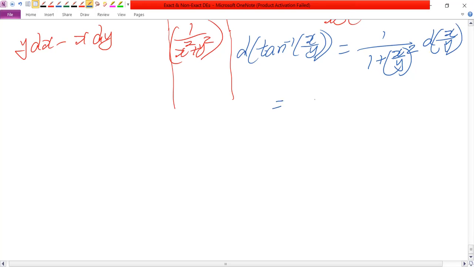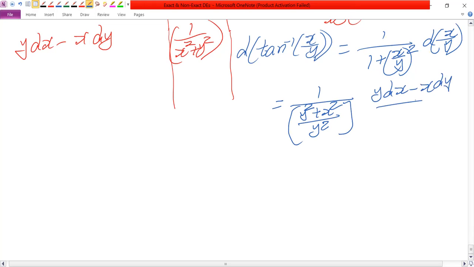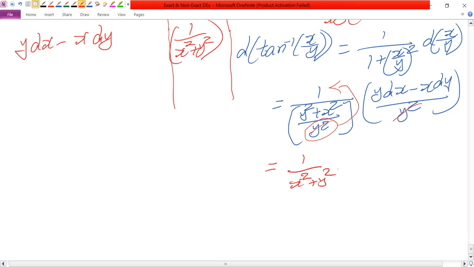So now if we do simplification in the denominator, the LCM in the denominator is y square, and the numerator part is y square plus x square, and what is the differentiation of x by y? y dx minus x dy by y square. Now if we do the reciprocal, the first term 1 by x square plus y square by y square becomes y square by x square plus y square. So this goes to the numerator, but when it comes to the numerator, this numerator and this denominator get cancelled, so I am writing the direct step: 1 by x square plus y square into y dx minus x dy.